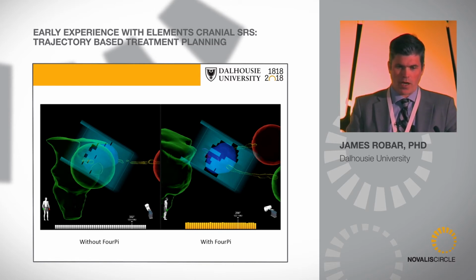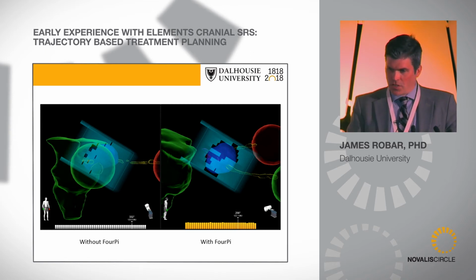Without 4-pi on the left, we have a lot of intersection here with an orbit and the brainstem, and as soon as we start to develop smart trajectories, we have much more open and simpler apertures, and it becomes more MU efficient. So just about 1 minute on future directions.